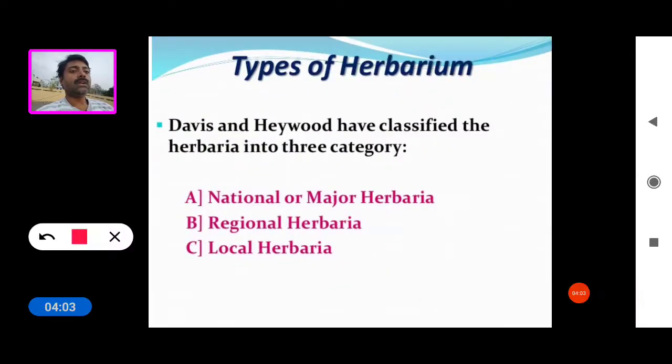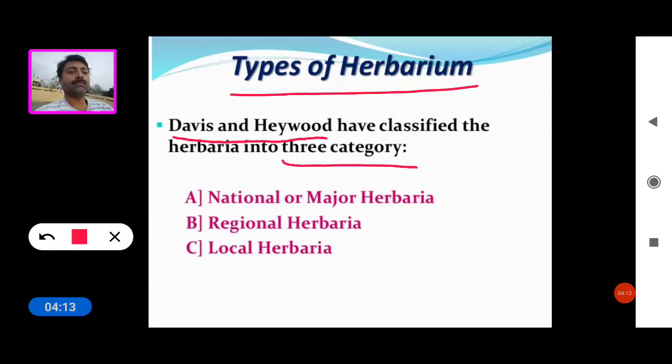So now see the types of herbarium. Davies and Haywood have classified the herbarium into three categories. So first one is the national or major herbaria, second one is the regional herbaria, and third one is the local herbaria.